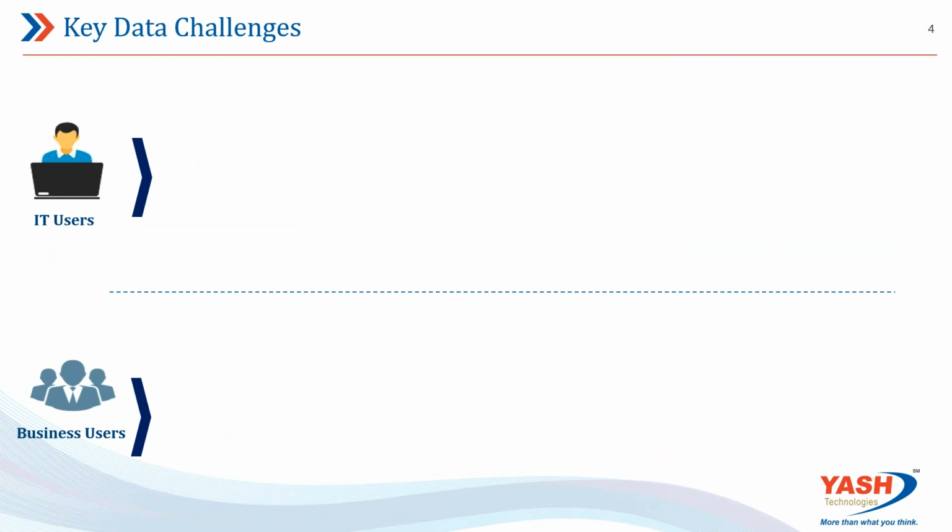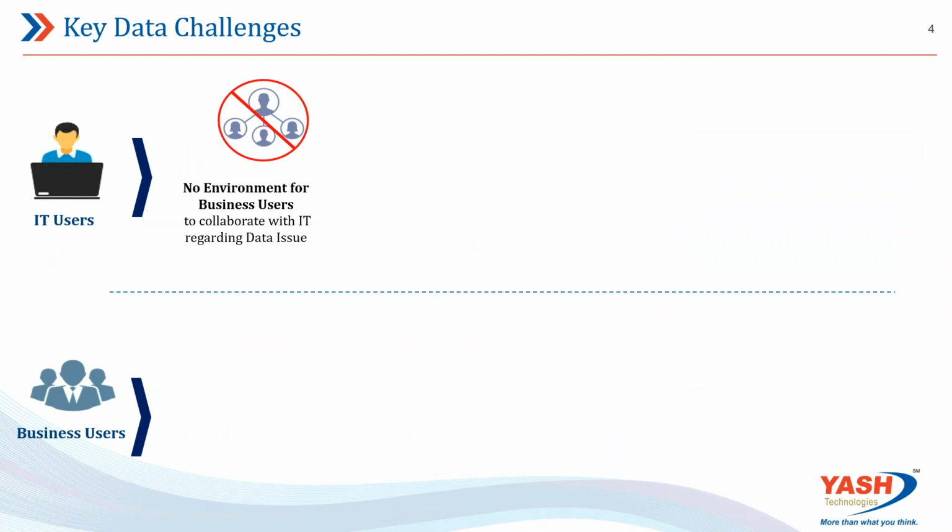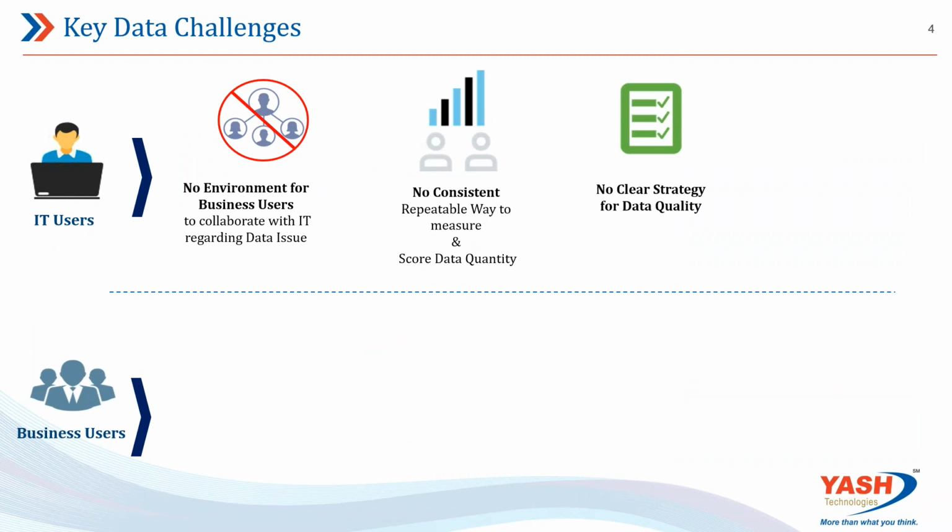What are the challenges that we face? There are two types of users, IT and business users. And when it comes to data, there is always a conflict between IT and business. One thing is, there is no common environment for the business users and IT to collaborate. Business defines the data requirements, IT builds it, and that's it. There's no way to measure and score the quality of data unless there is a process in place. No clear strategy, duplicate data, which is a very big issue when it comes to data management.